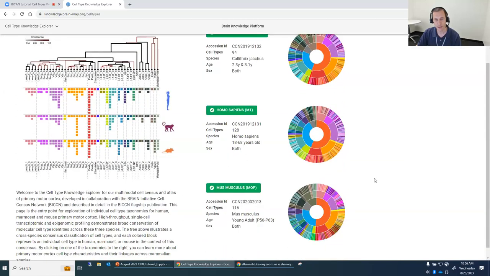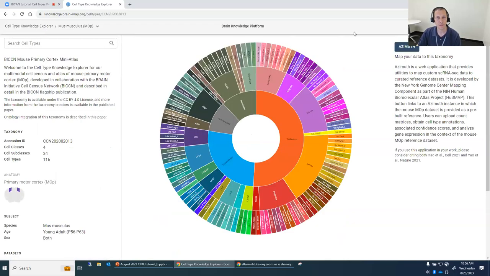I'm going to jump into the mouse taxonomy down here by clicking on this mouse button. You can also do it by clicking on the middle of the circle over here. Okay, so this is the main mouse taxonomy. This is what we call a sunburst plot, which is another way of visualizing cell types. The inner ring are the broadest cell types: the GABAergic inhibitory neurons, glutamatergic neurons, and the non-neuronal and non-neural cells. The outer ring is all of the individual cell types that were identified, corresponding to the leaf nodes of the tree that I showed earlier. And the intermediate cell types are this middle ring.